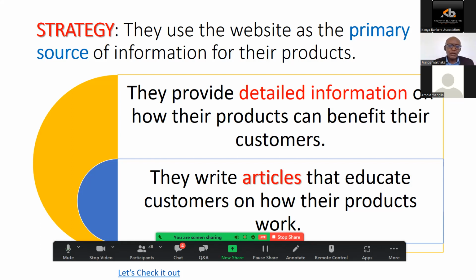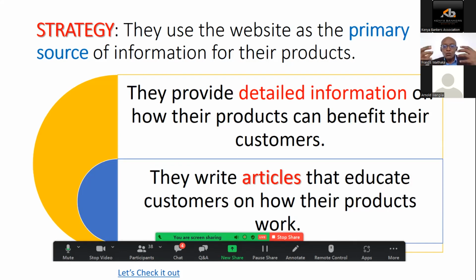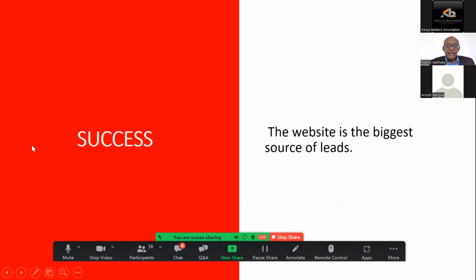So for Dawit Insurance, the specific things they have done, their website has detailed information about their products and services. They also write articles regularly. After every 1 week or every 2 weeks, they write an article to educate their customers about how their products work, which are the best products for which kind of problems or which kind of risks. And they have been very successful.